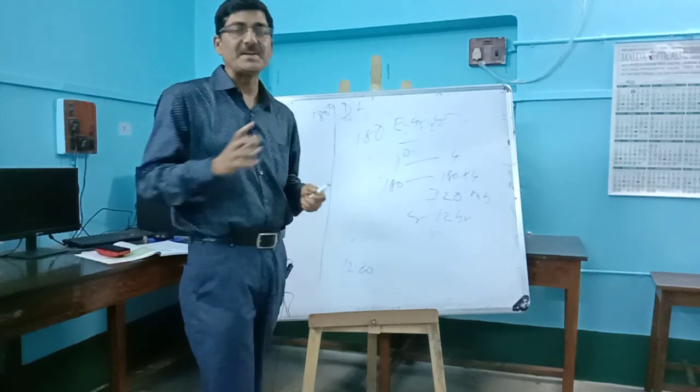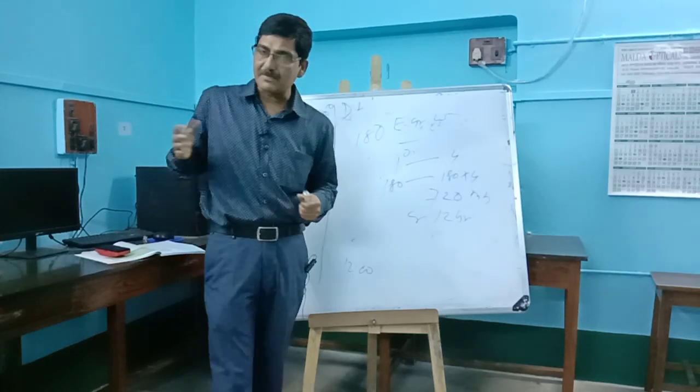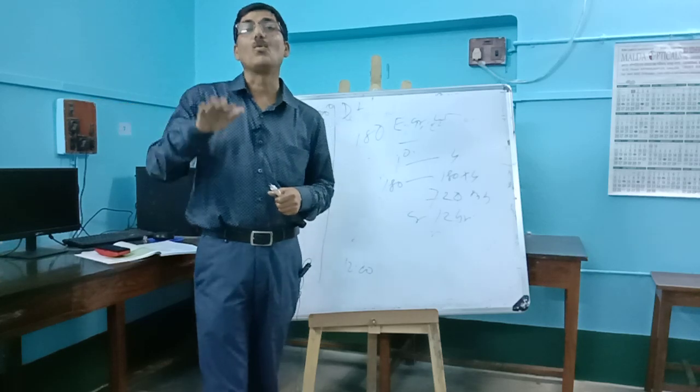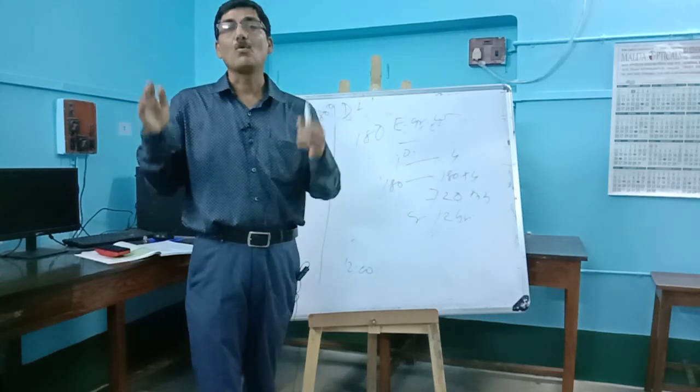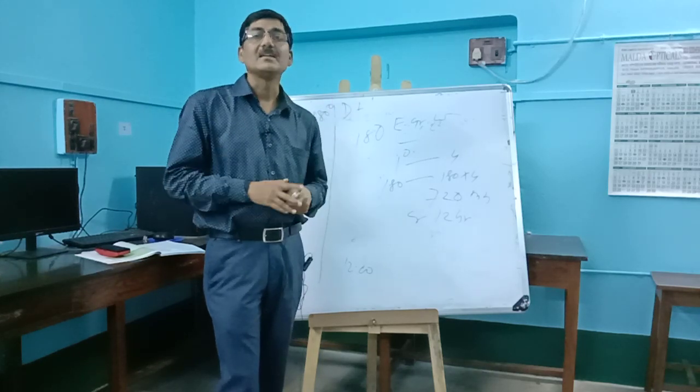If we travel from east, we will gain 1 day. If we travel from west, we have to subtract 1 day or lose 1 day. Accordingly, we have to adjust our calendar.